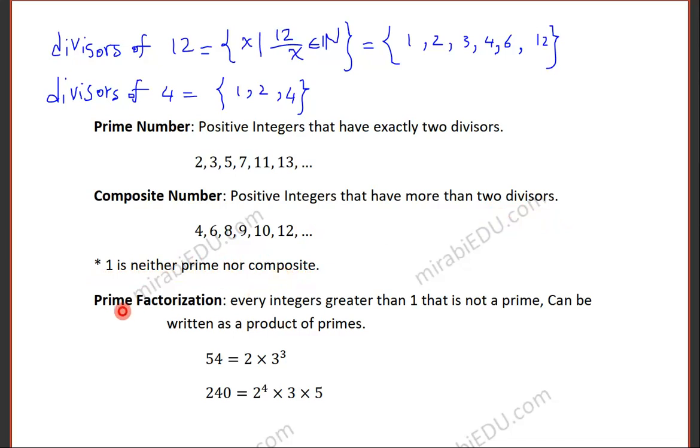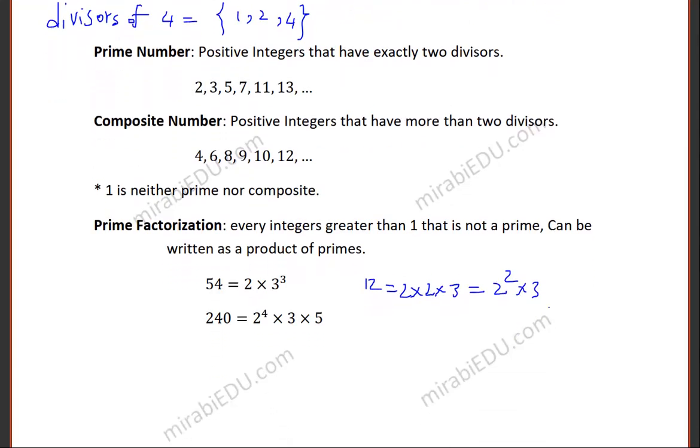Okay, now prime factorization. What is prime factorization? Prime factorization says every integer greater than 1 that is not a prime can be written as a product of primes. For example, 54 can be written as 2 times 3 cubed, or 12 can be written as 2 times 2 times 3, or 2 squared times 3. We can factorize the numbers like this, like a column.